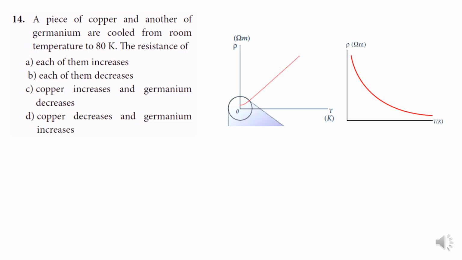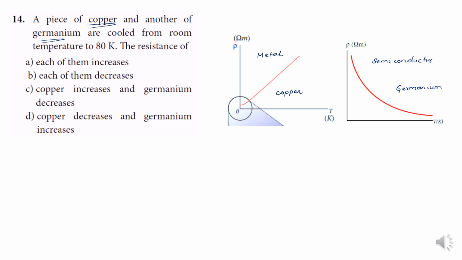The temperature dependence of resistivity. They have compared the resistivity, or the alpha value, for metal and for semiconductor. So you should know that the two elements given are copper and germanium. Copper is a metal, a good conductor. Germanium is a semiconductor.